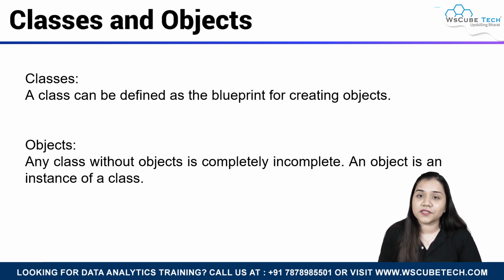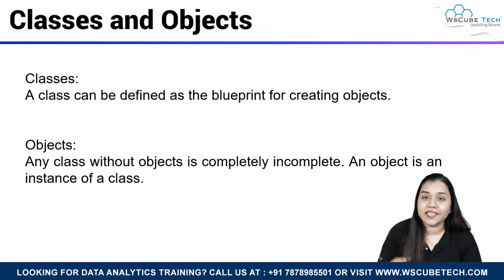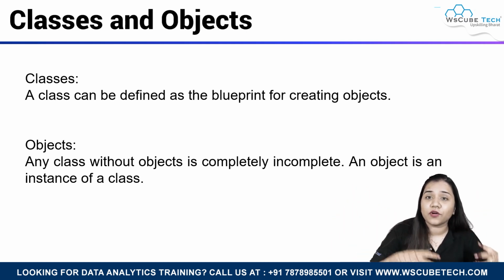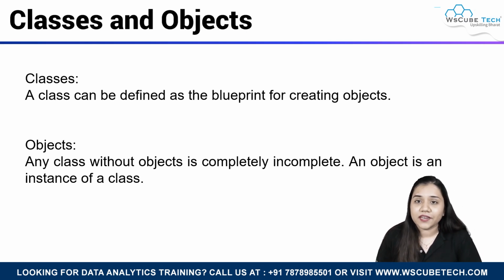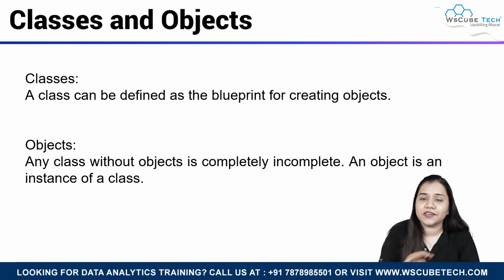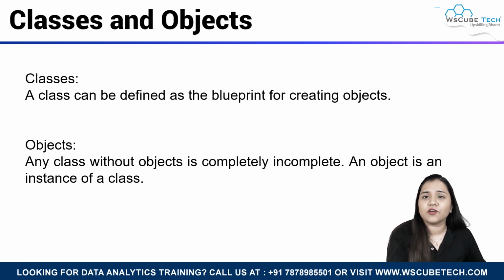Now talking about objects, any class without objects is completely incomplete. What is incomplete over here? Even if we have created a class, suppose we have a chair in our mind, but we have not executed it anywhere, if we have not created a chair, if we have not made anything out of it, it's just a blueprint on a paper. If we have not created the real structure, then it is completely incomplete, right? So object is what over here? Object is an instance of a class. So we will be learning how to create these classes and objects in Python.